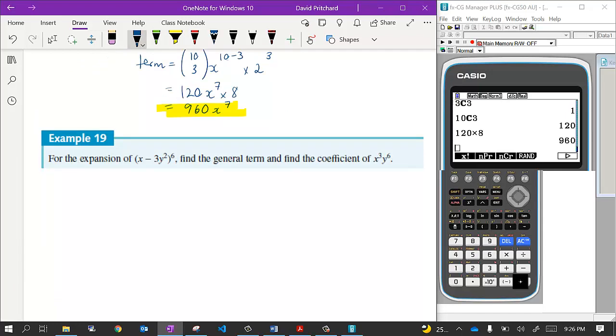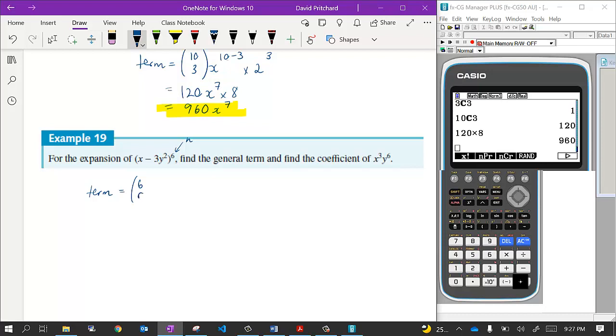So now we've got one last example for the expansion. (x take 3y squared) to the power of 6. Find the general term and find the coefficient of x cubed y to the power of 6. So the general term, we want to write the rule, and once we've written the rule, we can look at, well, what does r have to be for this to work? So general term, we know that n is equal to 6. So we've got 6 instead of n.